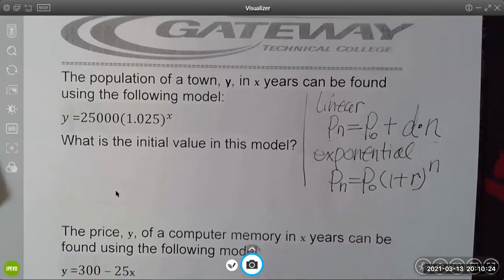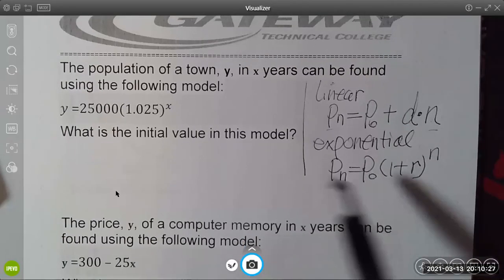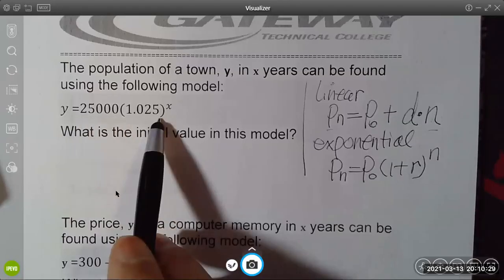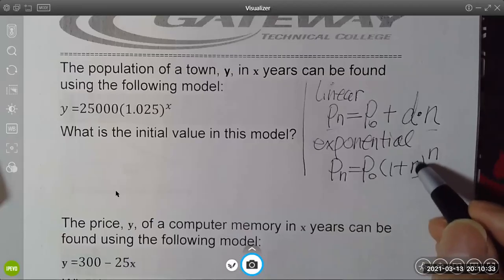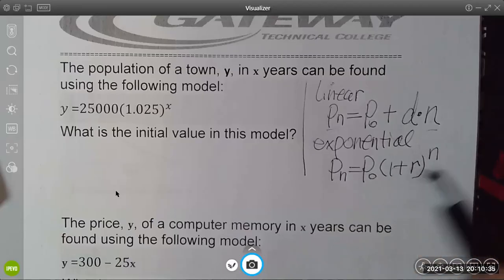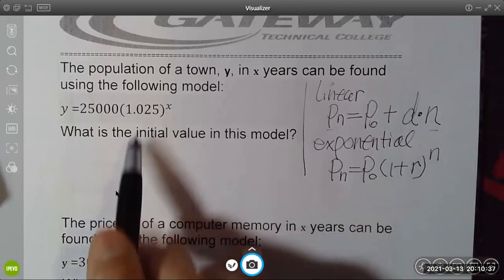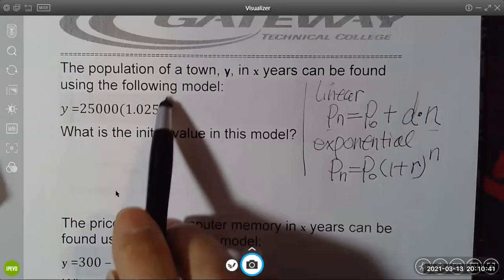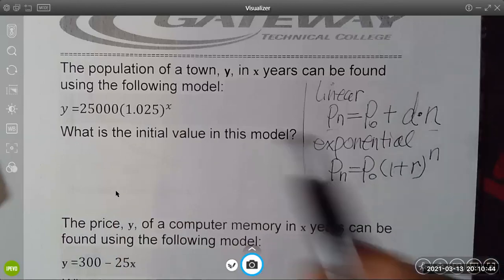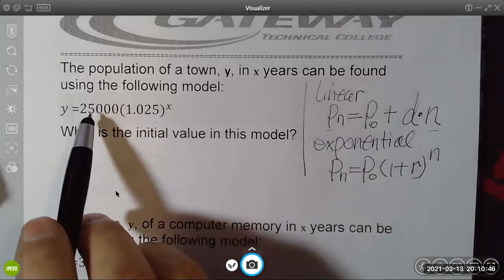So now, if you compare the two models, which one is closer to our problem? Apparently this one. Even though we have 1 plus R, it's just a percentage. When you add them together, it will become one number. So initial value times a number raised to the power of input. This is exactly the same. So this is the exponential model.